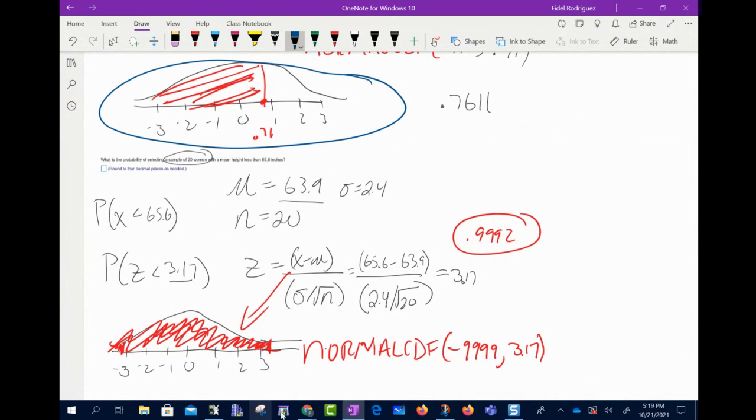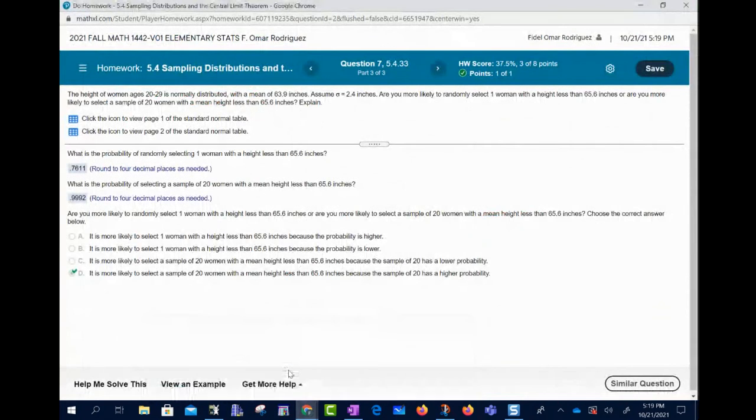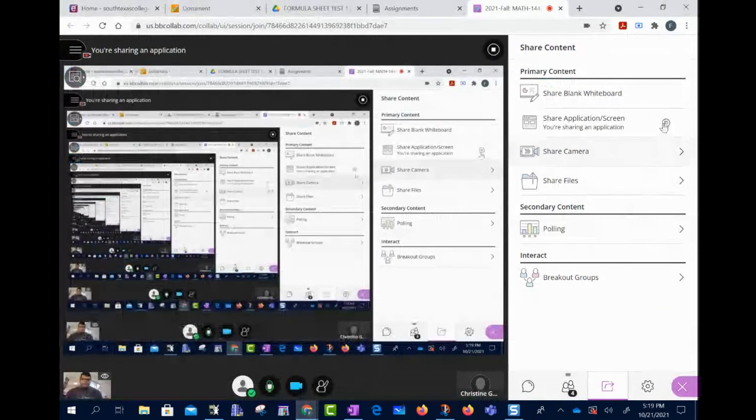Alrighty. So what do you guys think? Y'all feel a little bit better about 5.1, 5.2, 5.3? A little bit better about some of this stuff here? Yes, I do. Yes, sir. Okay. Awesome. Good. All right.